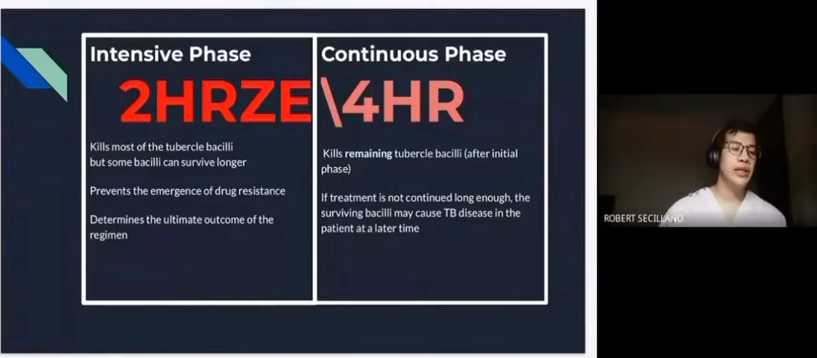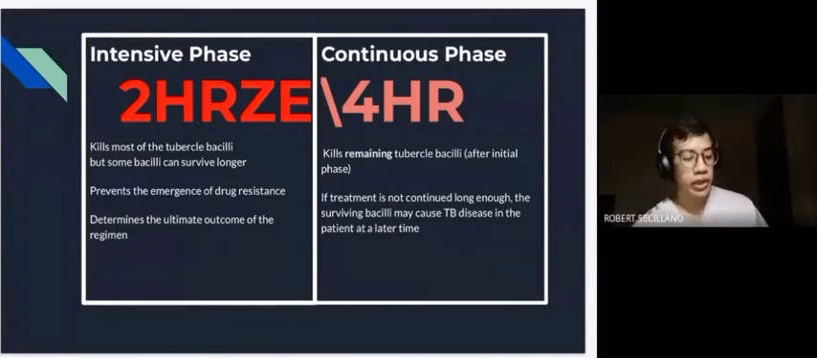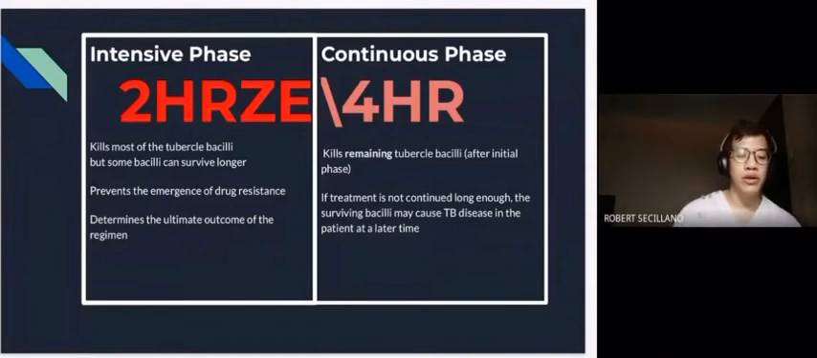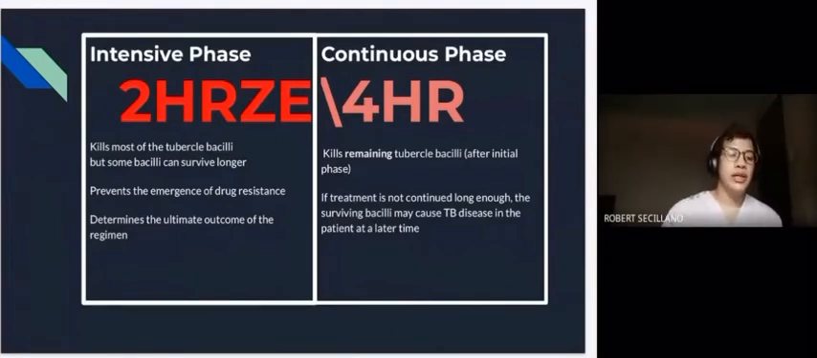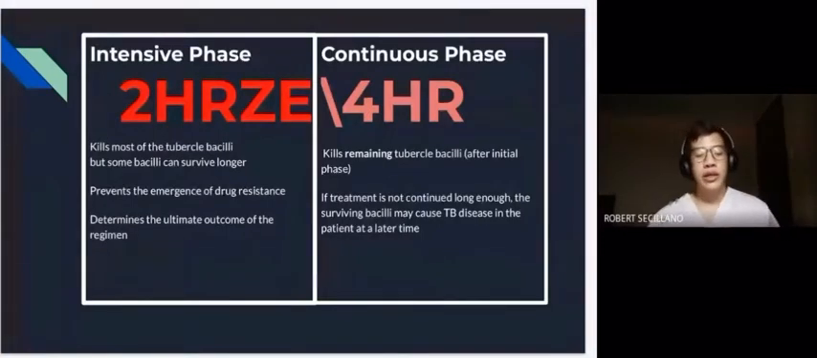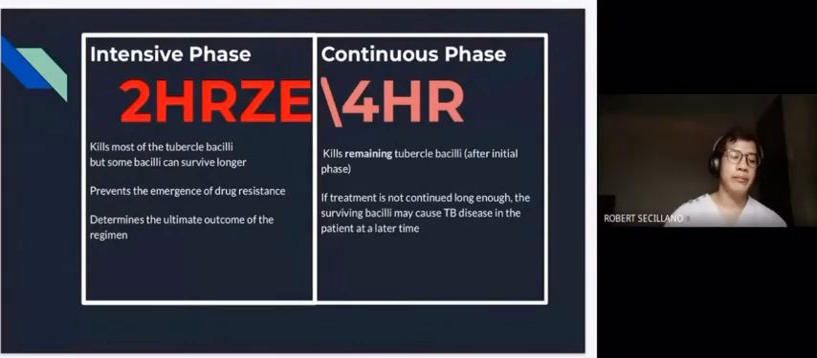In the intensive phase, it kills most tubercle bacilli, but some bacilli can survive longer. The intensive phase also prevents the emergence of drug resistance. It determines the ultimate outcome of the regimen, so we can see if a drug interaction develops or if the patient responds to treatment. In the continuous phase, it kills the remaining tubercle bacilli after the initial phase. If the treatment is not continued long enough, the surviving bacteria may cause TB disease in the patient at a later time.